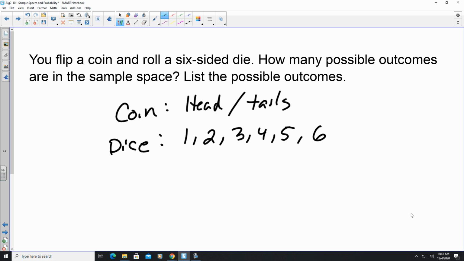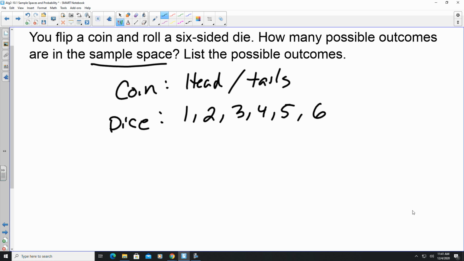So, for instance, they're asking to create a sample space here and list the possible outcomes. Like scenario 1 is you flip a coin, it's heads, you roll a dice, it's 1. So that's one possible outcome. Or you flip a coin, it's heads, you roll a dice, it's 2. That's the second possible outcome. So they want to know all the possible outcomes for this scenario.